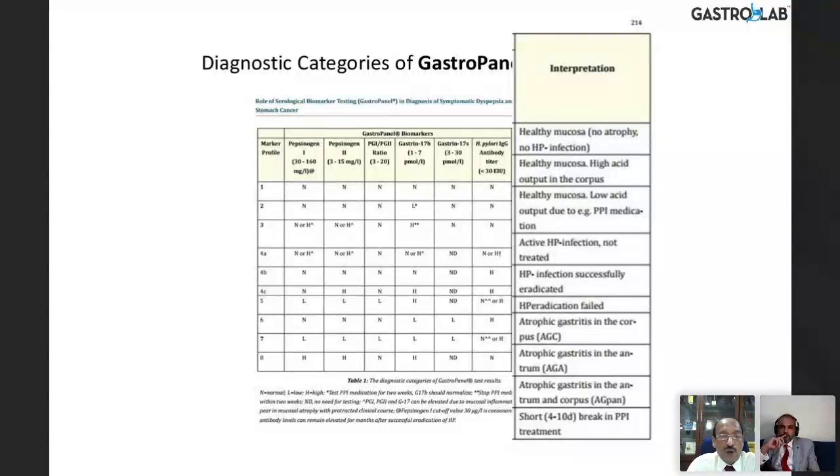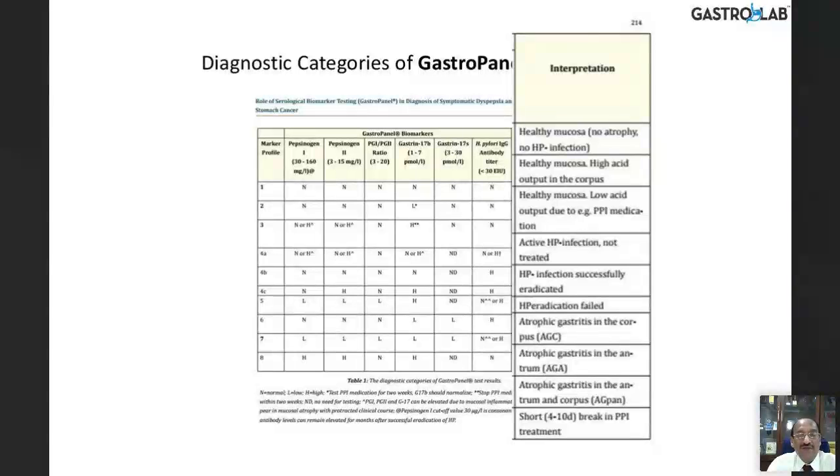That means healthy mucosa, no atrophy, no H. pylori infection. On the other hand, if pepsinogen 1 is normal, 2 is normal, ratio is normal, gastrin is low. Here the gastrin 17S is normal, but 17B is low, and then antibody is negative. This shows that in the corpus there is a high acid output. Here the pepsinogen 1 is normal or high, and the ratio is normal, and gastrin 17B is high, and the others are normal, 17S and H. pylori. This indicates that it's a healthy mucosa but a low acid output. Probably the patient is taking proton pump inhibitors chronically.